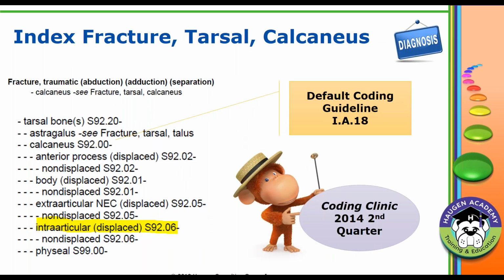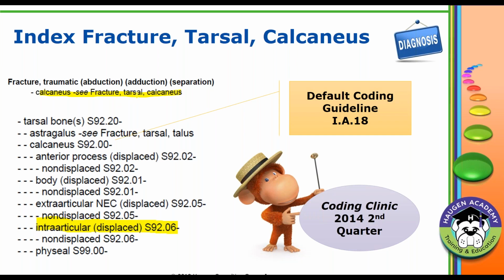So we are going to go ahead and go into coding this. In our ICD-10-CM index, the first thing we would look up is fracture, and then calcaneus, because we know that's the location of the fracture. Once we get there, we see that ICD-10 directs us to see fracture, tarsal, calcaneus. So that's where we'll go, and that's what's shown here on the slide.